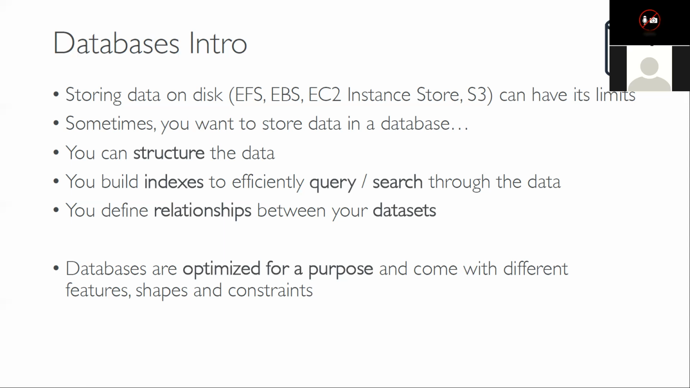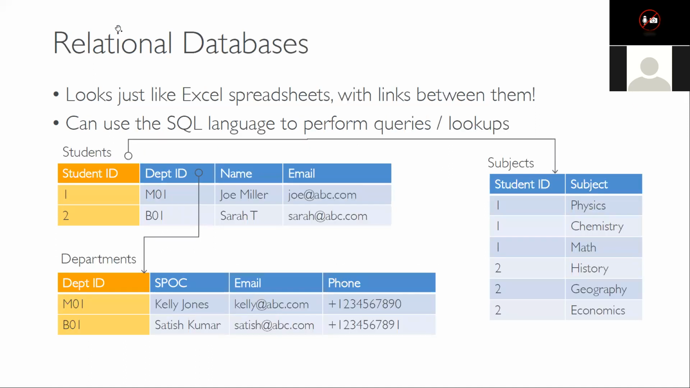You build an index for faster searching and to make it more efficient to query and search through the whole database. You define relationships between your database datasets. Databases are optimized for a purpose and come with different features, shapes, and constraints. So a relational database looks just like an Excel spreadsheet with links between them.